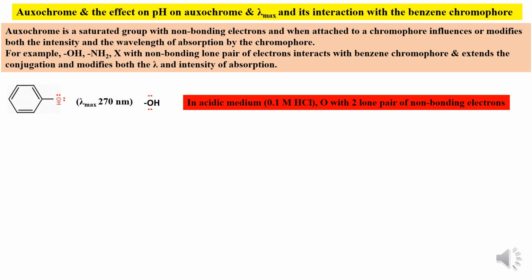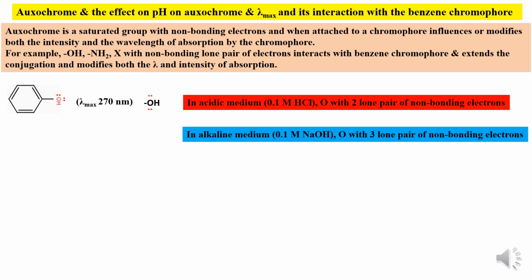Now in acidic medium, that is, when phenol is dissolved in acidic medium like 0.1 molar HCl, the oxygen atom has two lone pairs of non-bonding electrons. Now let's see what structural change happens to phenol or the hydroxy group under basic conditions. When you dissolve the phenolic compound in alkaline medium, like 0.1 molar sodium hydroxide, we see that oxygen has three lone pairs of non-bonding electrons.